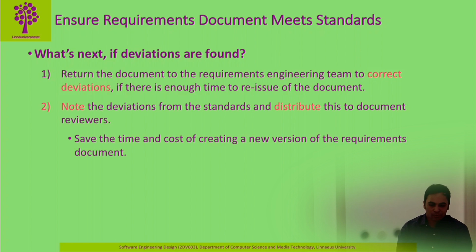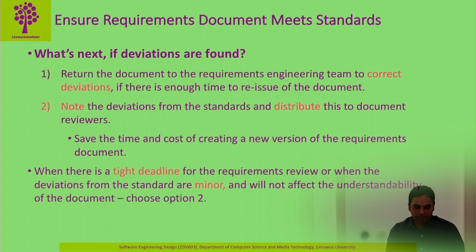And also, as a reviewer of the requirements against the standards, you can note the deviations. You can write down, or basically mark, the requirements with the problems and distribute them to the requirements reviewers. At this point you are checking if the requirements meet the standards, but you are not really checking if the requirements themselves are technically correct. So you can mark those deviations from the standards, for example a certain structural constraint, and send it to the reviewers. The good thing is that it will save the time and cost of creating a whole new version, as in option 1.